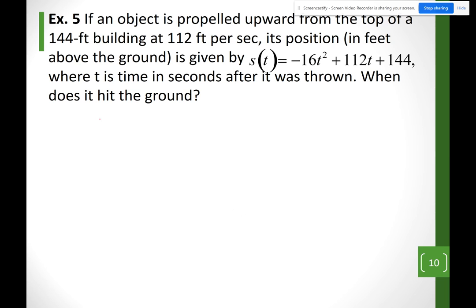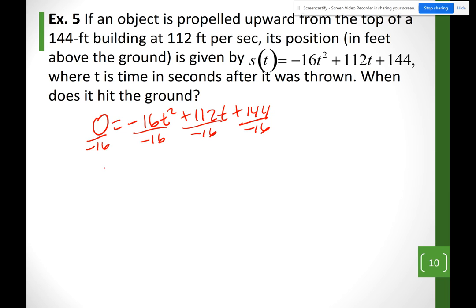Okay, so in this case, I'm going to say 0 equals negative 16t squared plus 112t plus 144. Solve for t. If I can make my numbers smaller, by all means do so. Let me divide everything by negative 16. Zero divided by negative 16 is 0. Negative 16 divided by negative 16 is 1t squared. 112 divided by negative 16 is negative 7. And then minus 9. Cool, I have my numbers smaller.